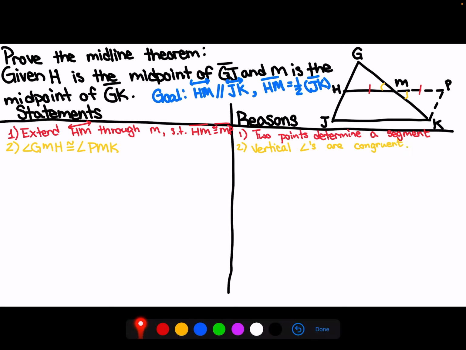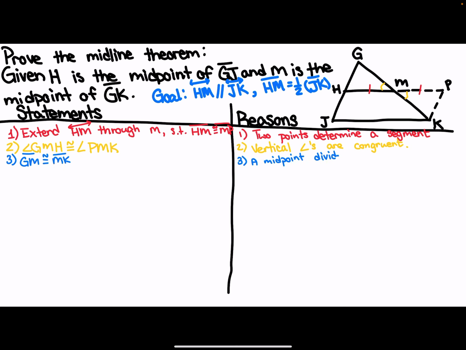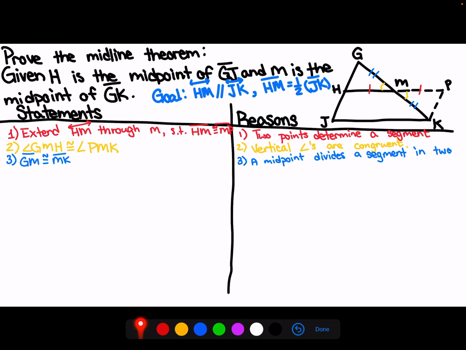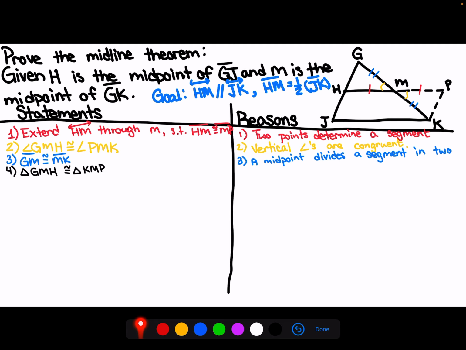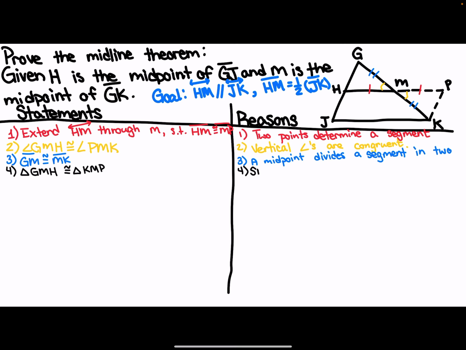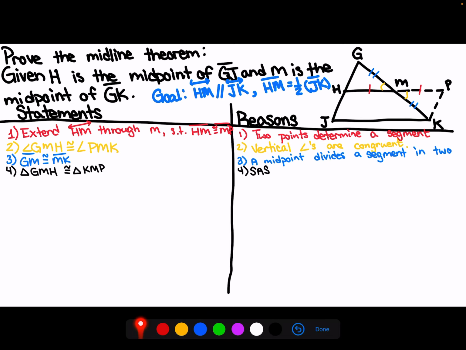Now from here, again, we know that M is the midpoint. So I can say that GM is congruent to MK. And the reason that we can say that is because I know that M is the midpoint, and a midpoint will divide a segment in two. At this point, I can prove that triangle GMH and triangle KMP are congruent. And the reason that they would be congruent is because we have side, angle, side. So triangle GMH is congruent to triangle KMP by side, angle, side.